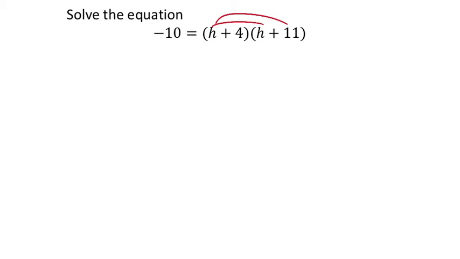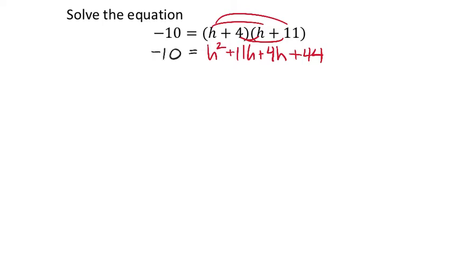0, okay? So that'd be first distribution, h times h is h squared. H times 11 would be 11 h's. I'm using one color here, hopefully that's okay. Then 4 times h is positive 4 h's. 4 times 11 is positive 44. Now this does equal negative 10.